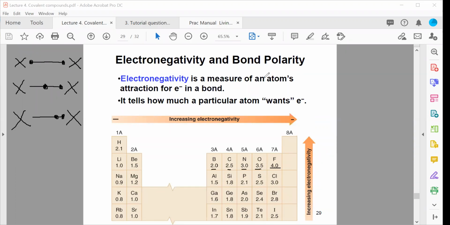Yeah, so they're very, very stable, the noble gases. Yes, that is correct. That's right.